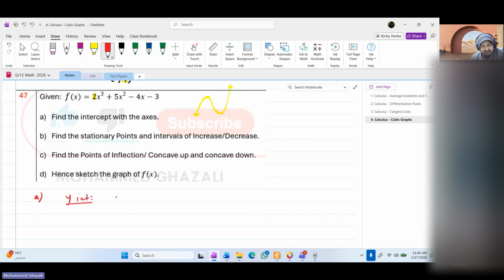Y-intercept is just -3. So 0 and -3, right? The constant value. What's the x-intercept? X-intercept is where you have to do most amount of work. You need to make f of x equal to 0. So you need to say 2x cubed plus 5x squared minus 4x minus 3 is equal to 0.